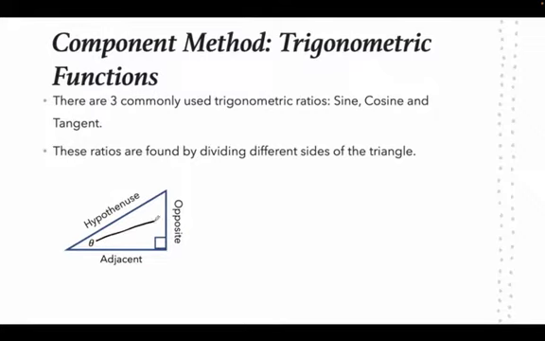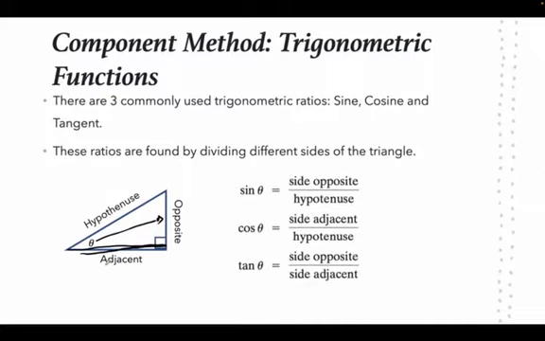The side that is in front of the angle is known as the opposite side, and the side that is along the angle is the adjacent side. These three ratios are found by dividing these three sides in different ways. Sine is found by dividing opposite by hypotenuse. The cosine of this angle is found by dividing the adjacent by the hypotenuse, and the tangent is found by dividing the opposite over the adjacent.